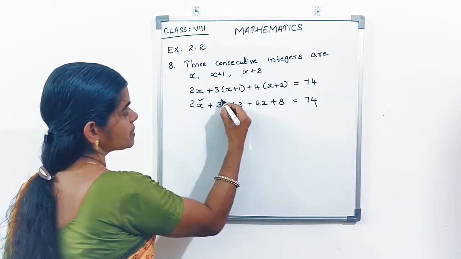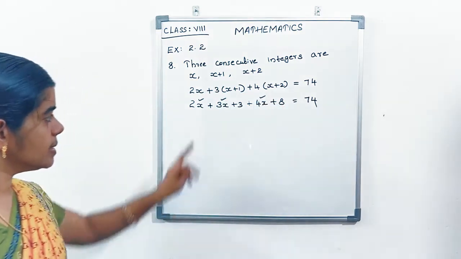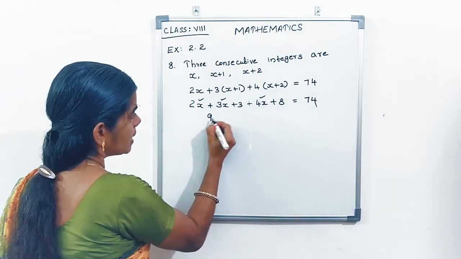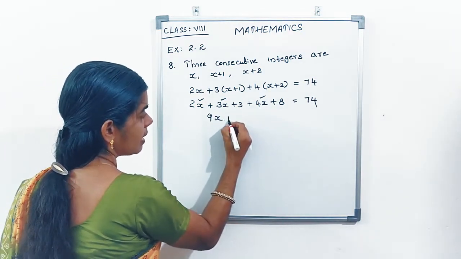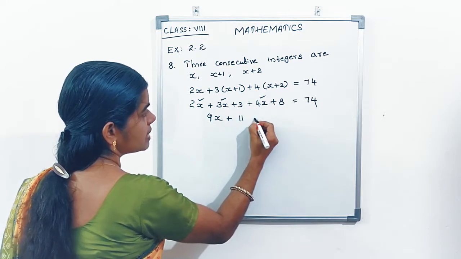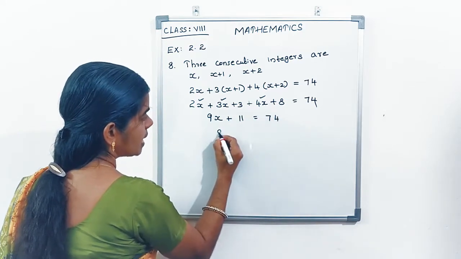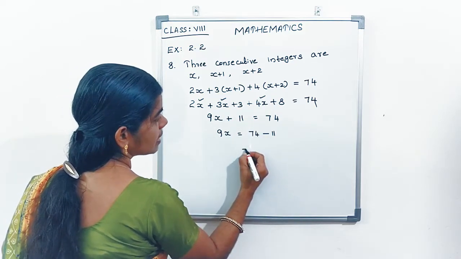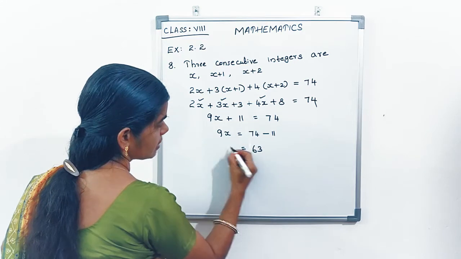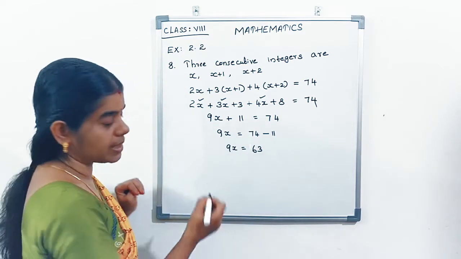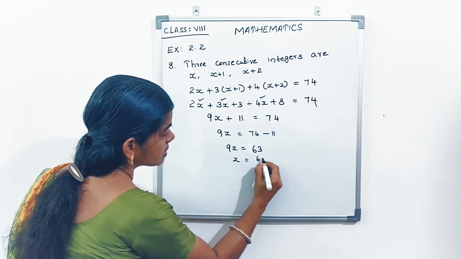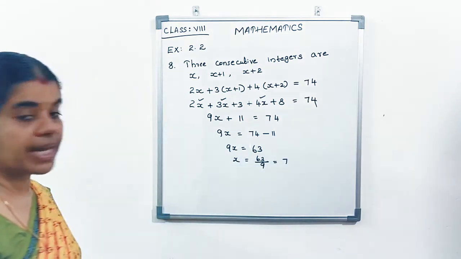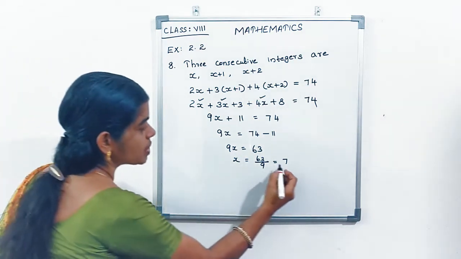Then how many x terms are there? You add all of them: 2 plus 3 is 5, 5 plus 4 is 9x. And 8 plus 3 is 11. So 9x plus 11 is equal to 74. 9x is equal to 74 minus 11, that is 63. Therefore, x is equal to 63 by 9, that is 7. Seven nines are 63, so x is 7.